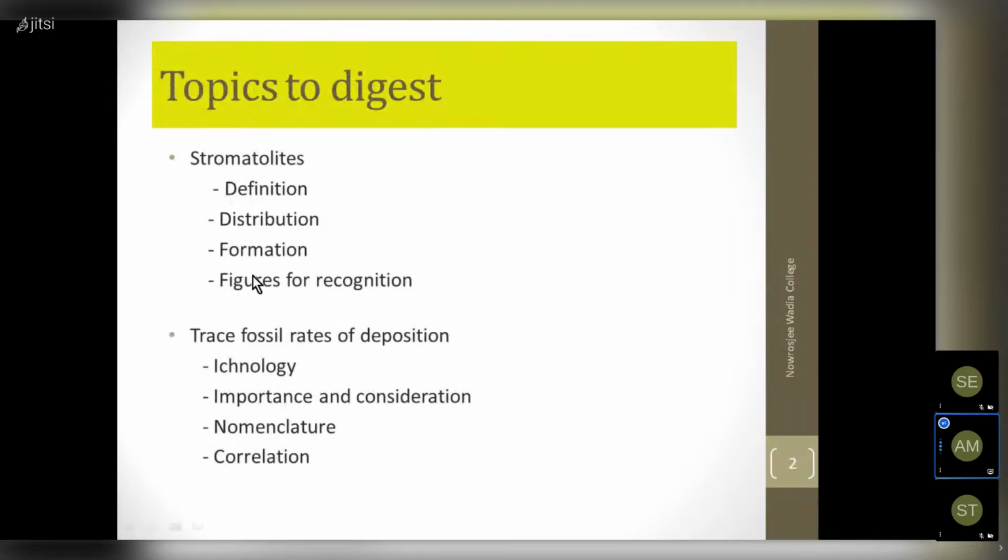Moving to the next topic, which is the trace fossil rates, we are going to understand what we mean by ichnology and its importance, the consideration of trace fossils, why we are studying them, some nomenclature for building a better relationship between trace fossils and environment, which will lead us to the correlation between depositional environments and the characteristic trace fossil assemblages, termed ichnofacies.